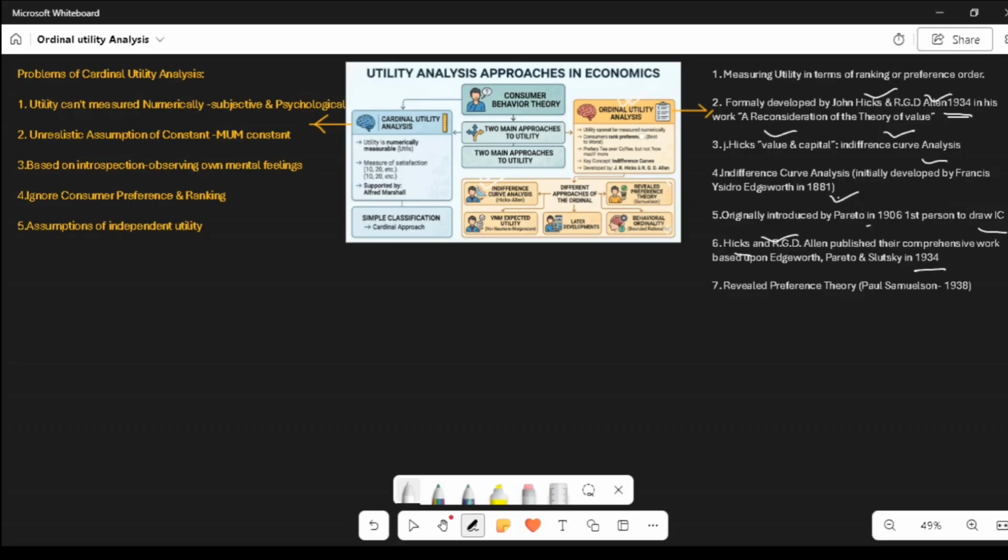In our successive classes we will be discussing the different approaches briefly. So today we will learn about ordinal utility analysis.